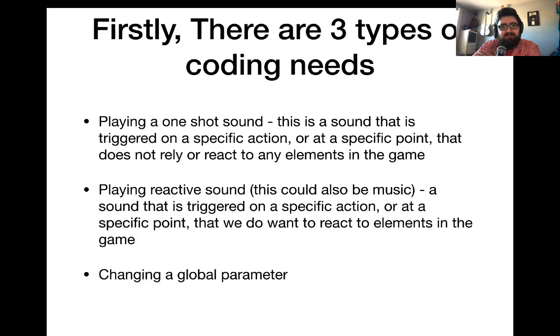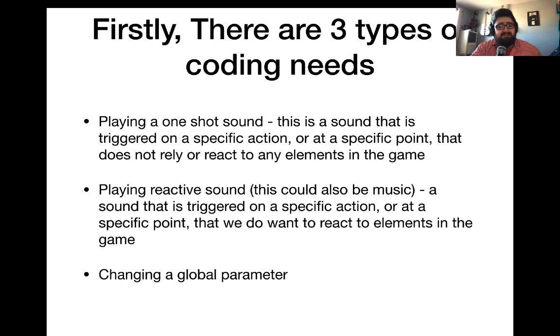The first thing to identify is there are 3 different types of things we're going to need to know how to do. There's playing a one-shot sound, there's playing a reactive sound, or changing a global parameter. Those are the 3 types of options. The one-shot sound is triggered on a specific action or at a specific point. It doesn't react to any elements in the game. Things like a gunshot, an enemy appearing, or picking up an item.